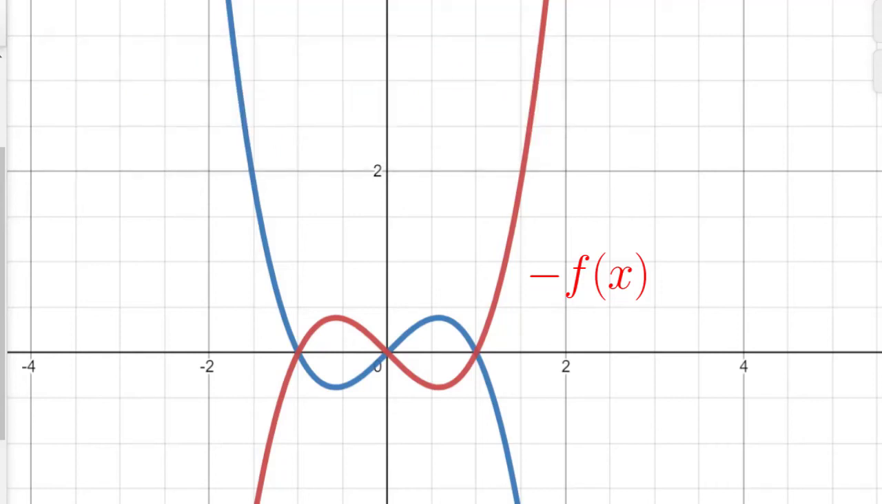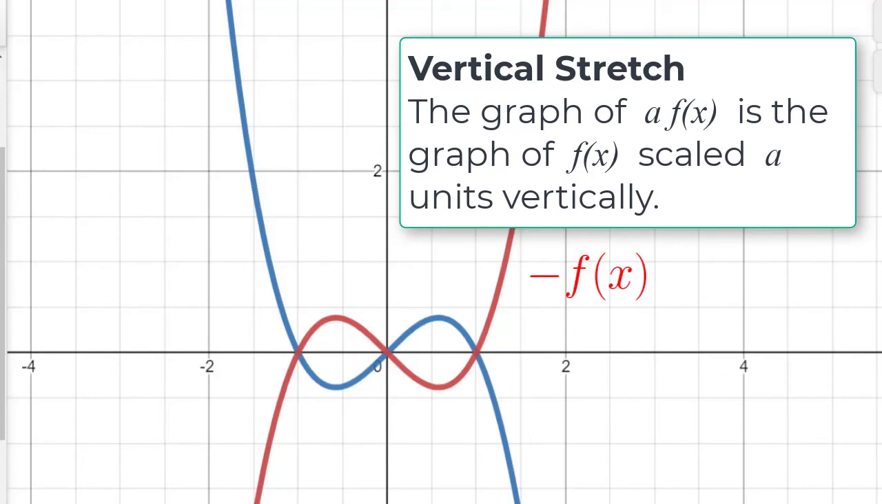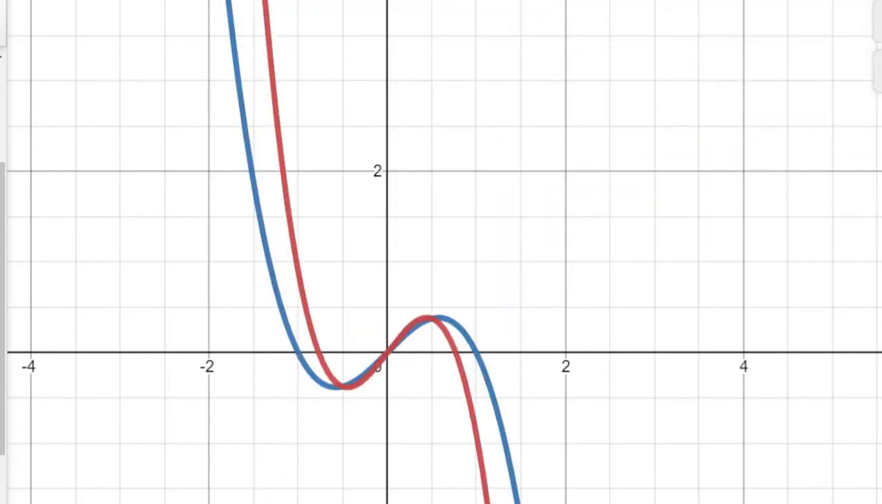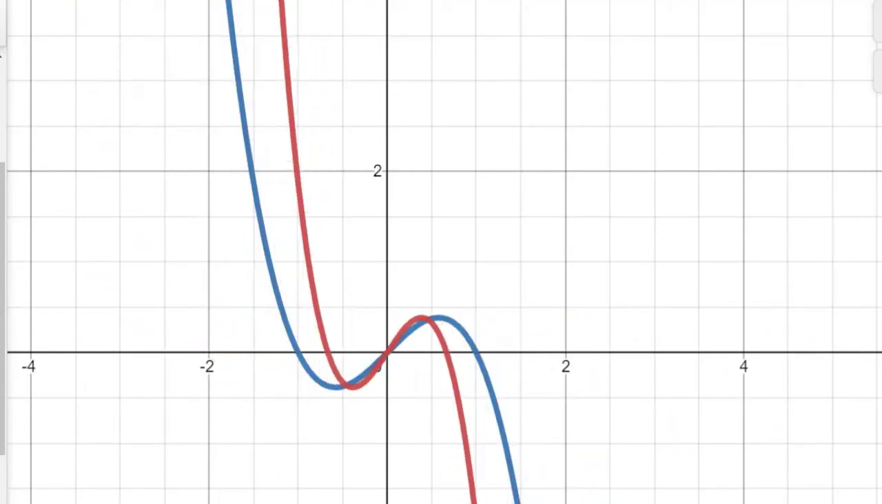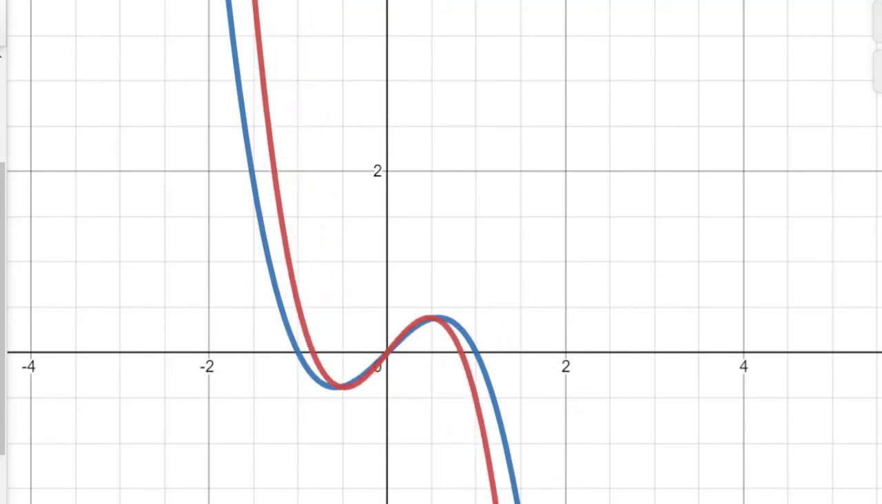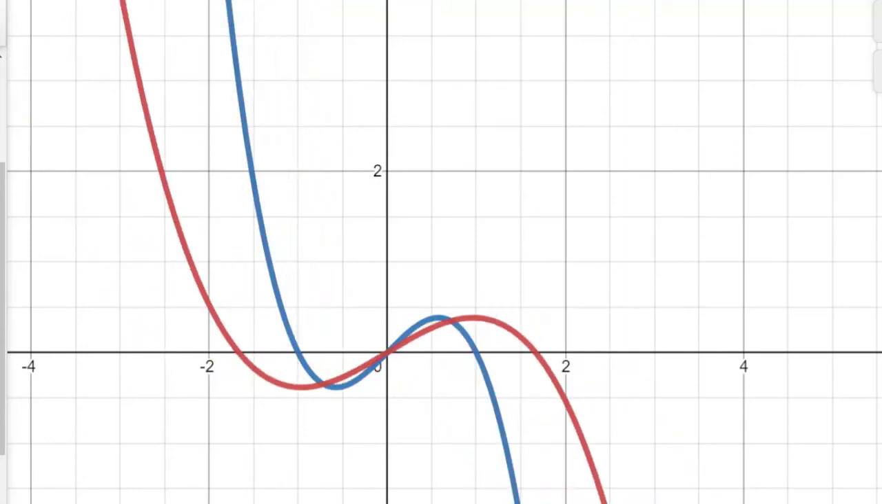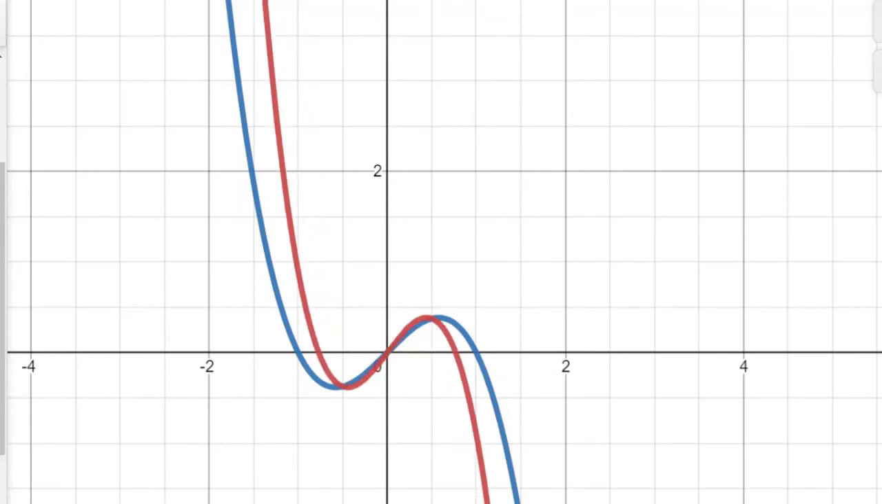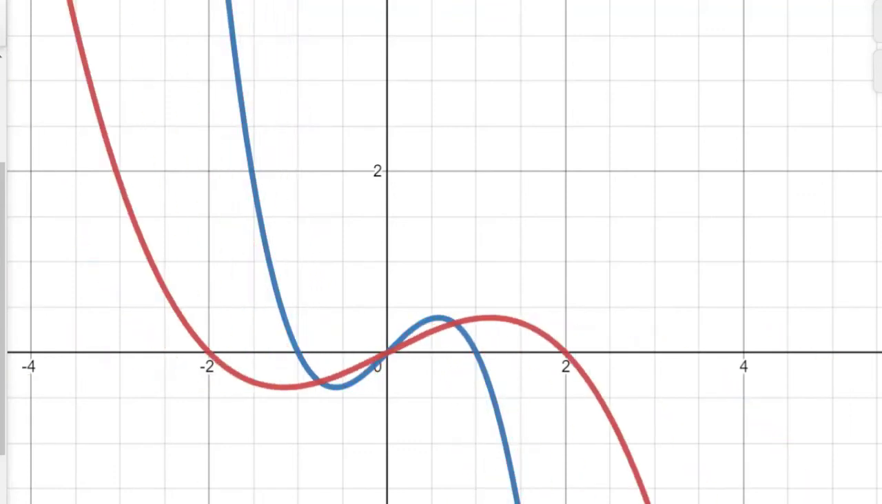But in summary, to obtain a vertical stretch of a graph, we simply compute a times f of x, where a is the scale factor. Now let's talk about a horizontal stretch. A horizontal stretch is scaling the points in the horizontal direction. Well, notice that the y-coordinates of the points are remaining the same. It's only the x-coordinates that are being affected. So we're really just scaling the x-coordinates by some factor, say b.